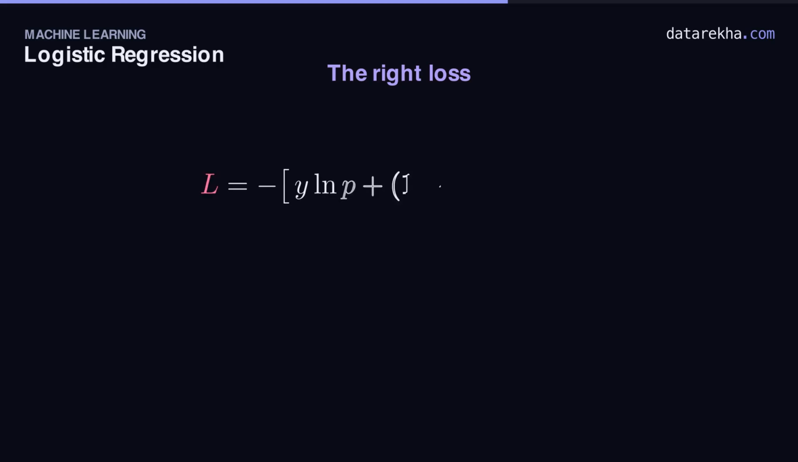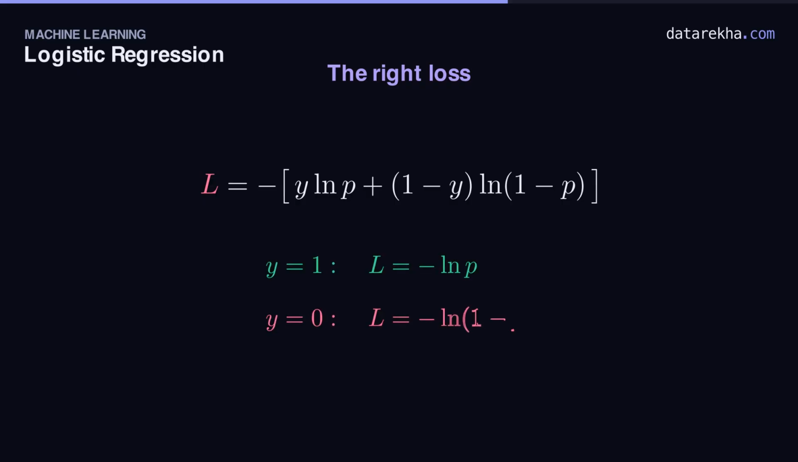How do we train it? How do we choose the weights? Not with squared error. We use the log loss, also called cross entropy. For one example, it reads minus, in brackets, y times log p plus 1 minus y times log 1 minus p. It looks busy, but the label switches half of it off.